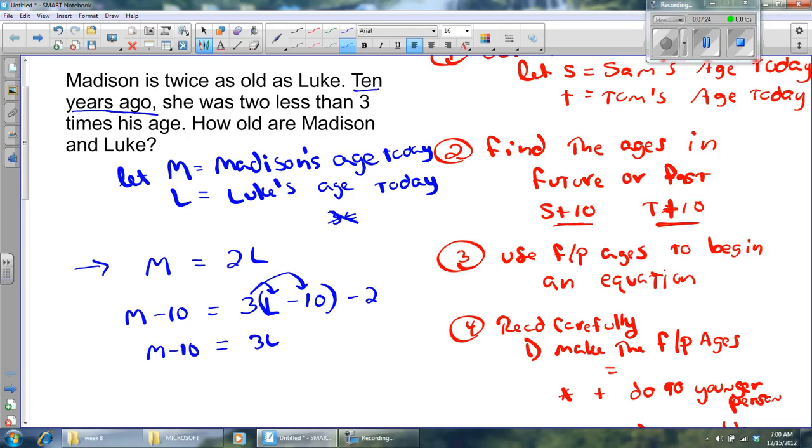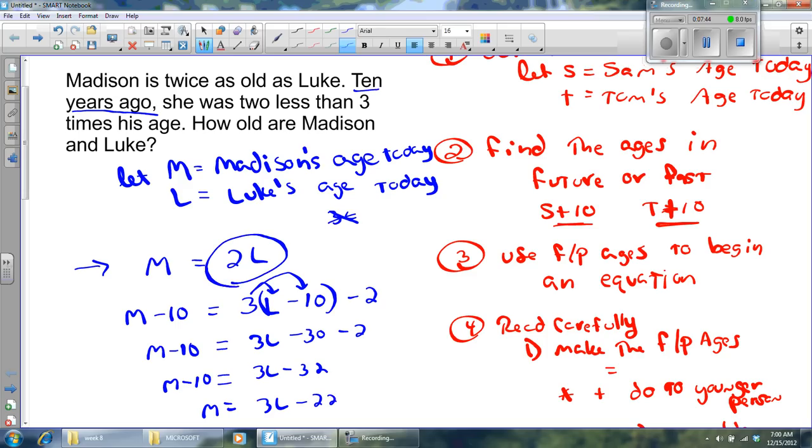I'm going to go 3L minus 30 minus 2, 3L minus 32 equals m minus 10. I'll add 10 to both sides, and I'll get m equals 3L minus 22.